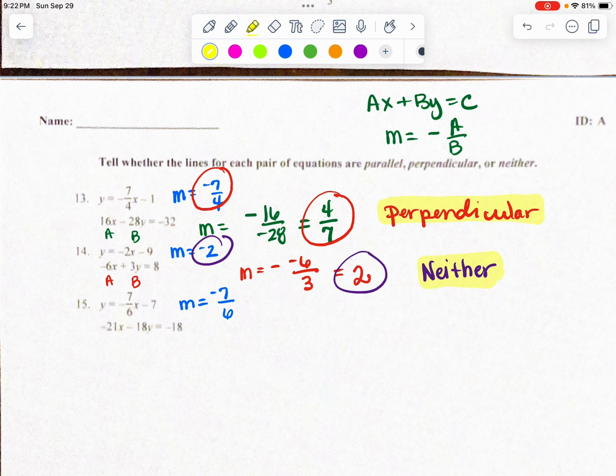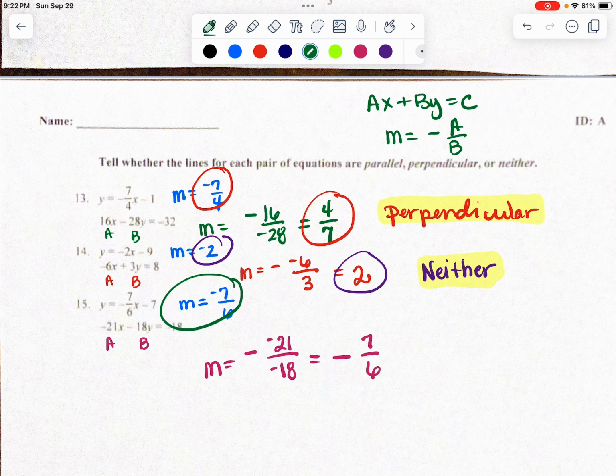And then finally, number 15. Just like the other two, I can see that a is -21, b is -18. So to find that slope, it would be a negative, again, because it's built into the shortcut, -21 over -18. So be careful, all those negatives turn out to be a negative. Negative times a negative is a positive, divided by a negative is indeed a negative number. I can divide all of these by a factor of 3: 21 divided by 3, 18 divided by 3.